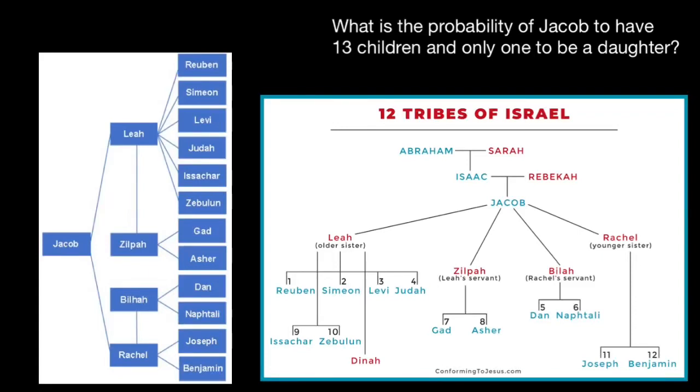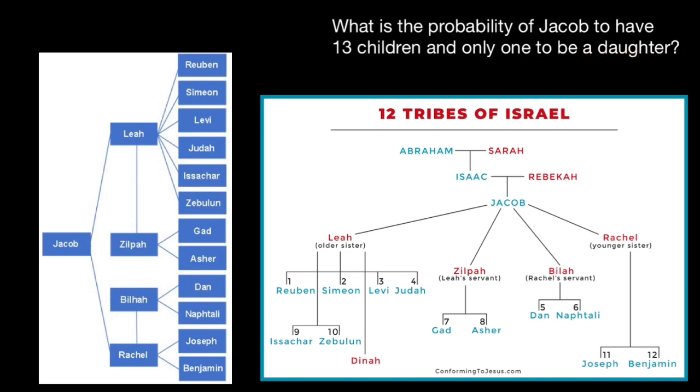Hello and welcome to Nikolay's genetics lessons, and today we are going to solve a simple probability problem which I took from the historical context. And here's the problem: what is the probability of Jacob to have 13 children and only one to be a daughter?